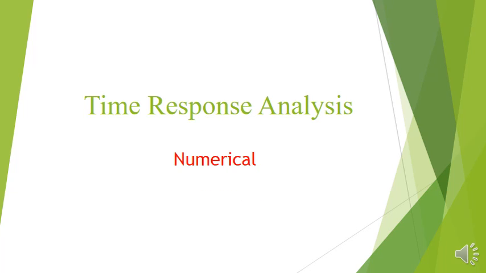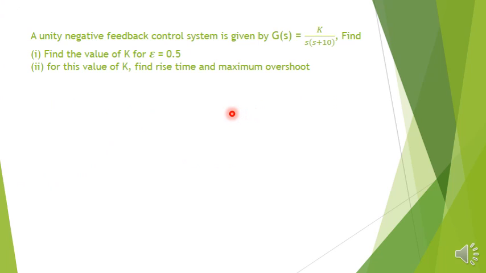In this session, we will concentrate on how to solve numericals on time response analysis. So let us consider the first question. A unity feedback control system is given by G of S equal to K by S into S plus 10.